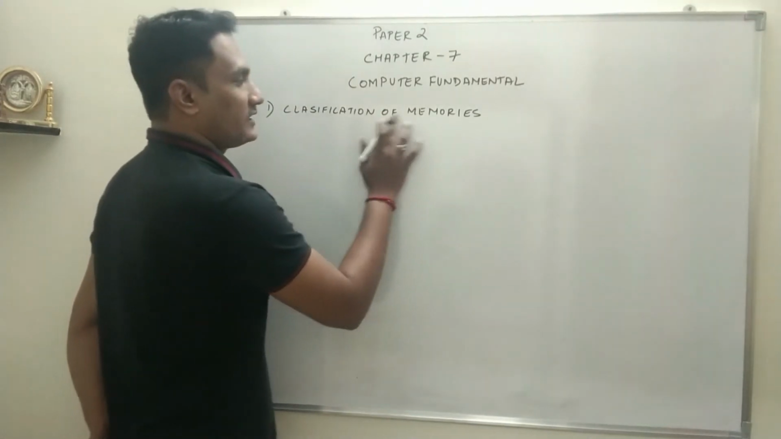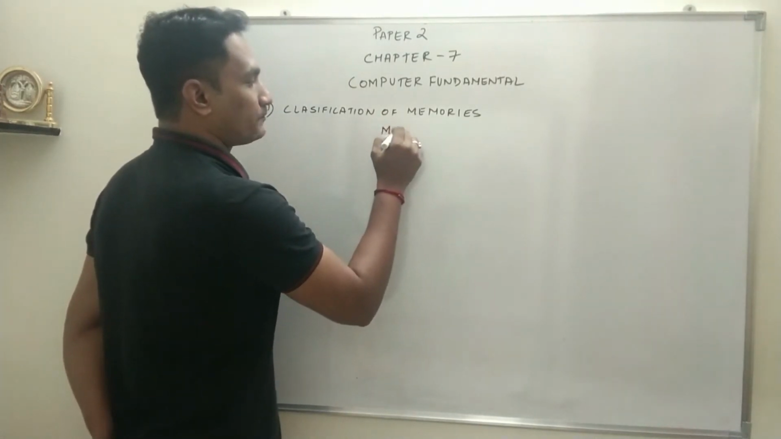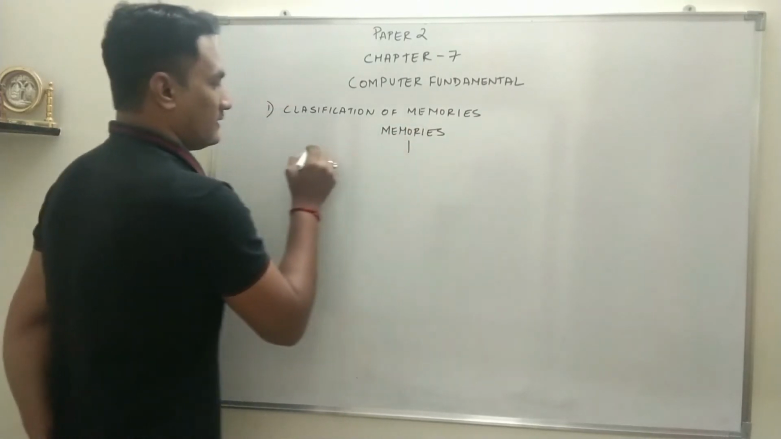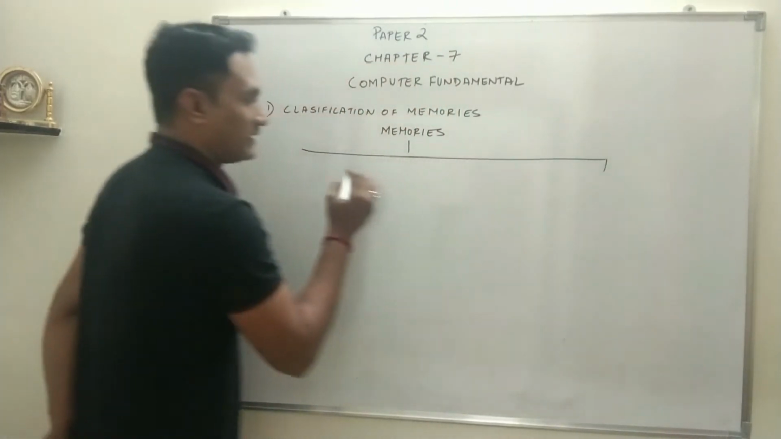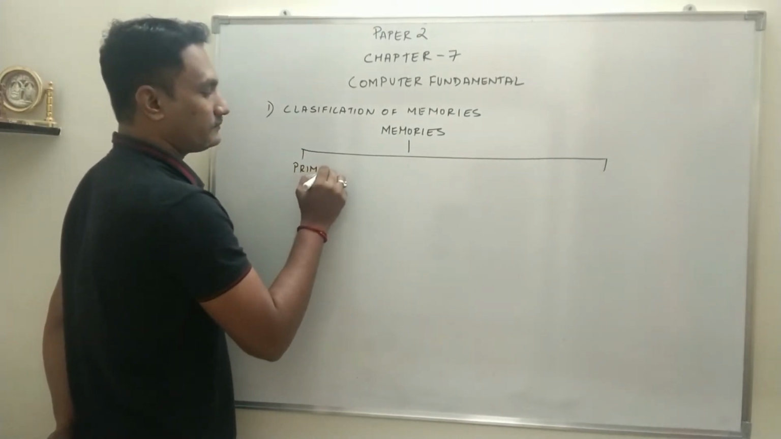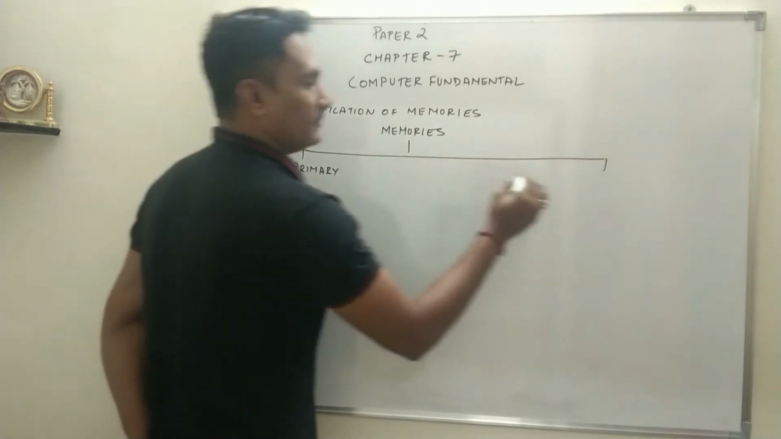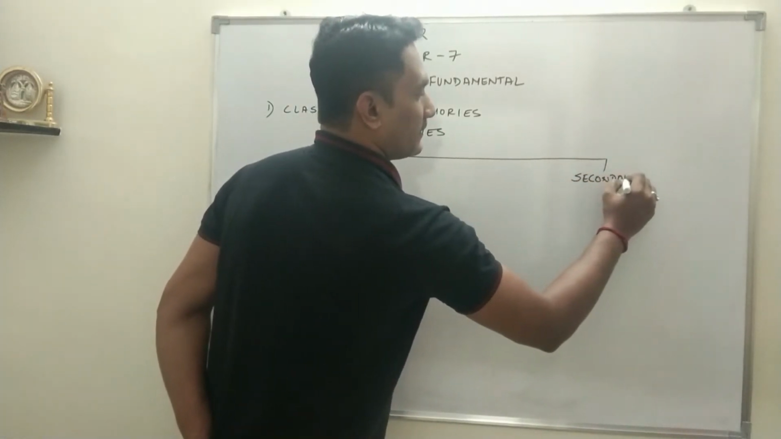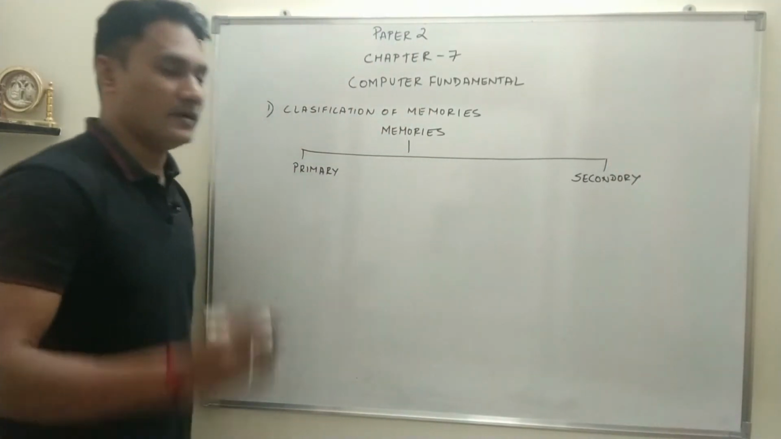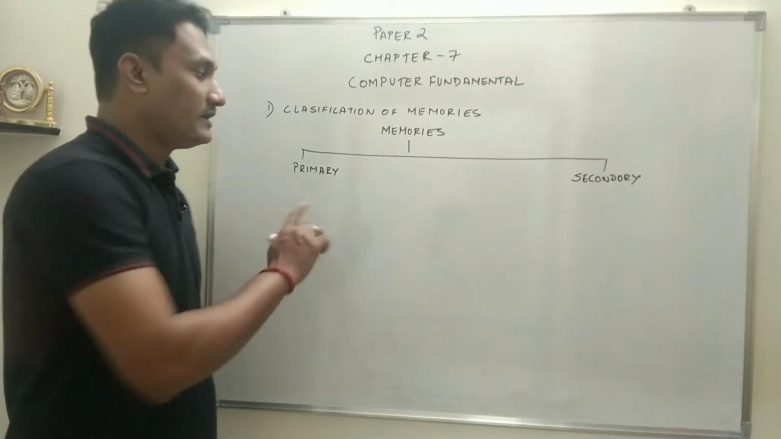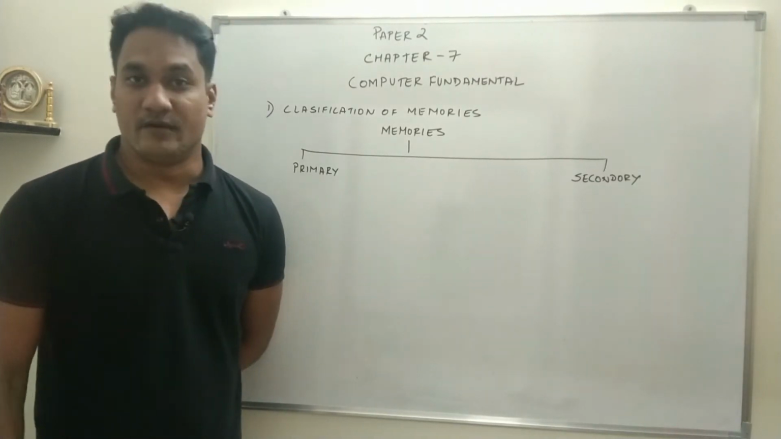So the memories are classified as primary memory and secondary memory. So the basic classification of memory is primary memory and secondary memory.